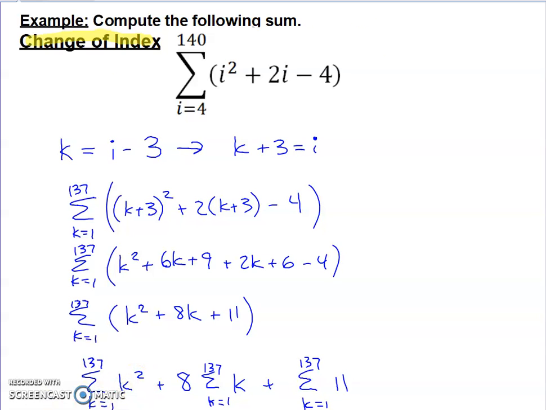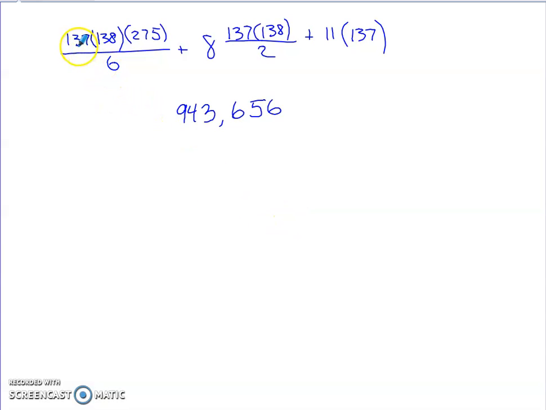So on this last screen, what you'll see is I took 137 times 1 above that, times 2 times 137 plus 1 divided by 6. I added on the constant that we factored out, 8, times where that summation ended, times 1 above that divided by 2. I've added on 11 times 137, and then I tossed that into the calculator to get my value of 943,656.